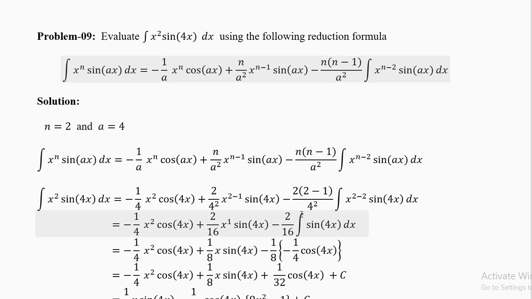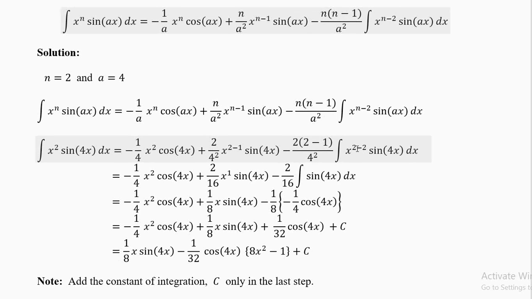Now put a bracket for the integration answer. The integration answer is x power 2 minus 2, n minus 2, which is power 0, which is 1, into sine 4x.